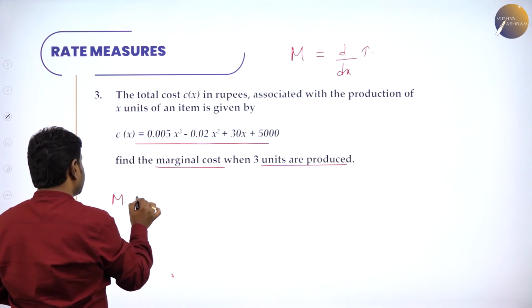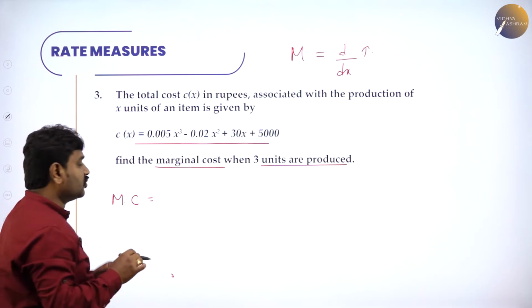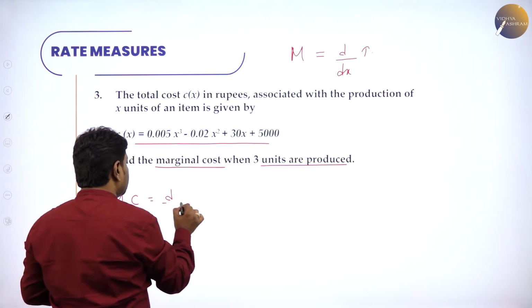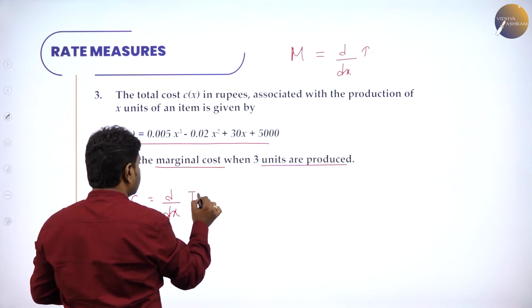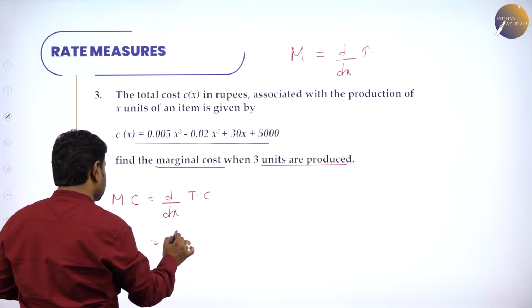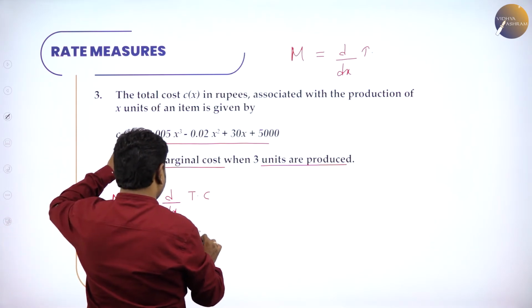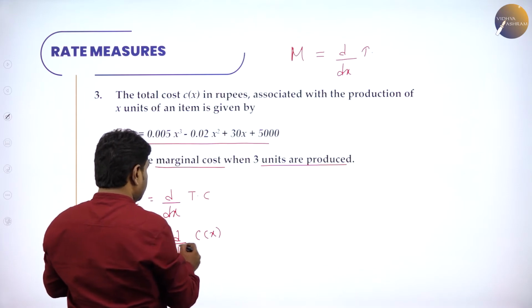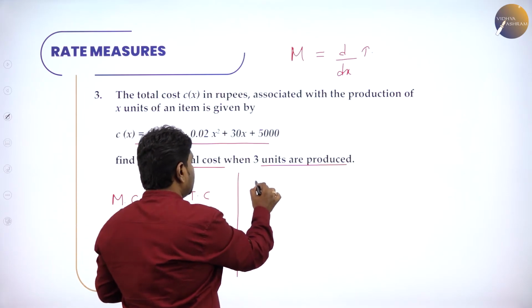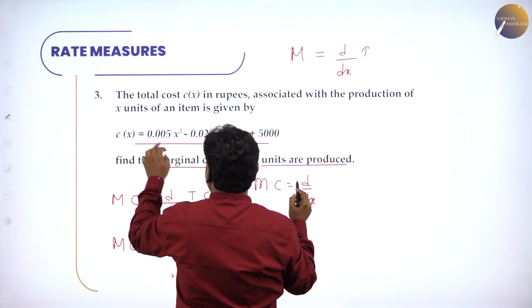See, remember my dear students, marginal means differentiation of total with respect to units. So marginal cost is d by dx of total cost. So I need marginal cost, so that is d by dx of total cost. What is total cost? C of x. In this problem, marginal cost is equal to d by dx of total cost. What is total cost?